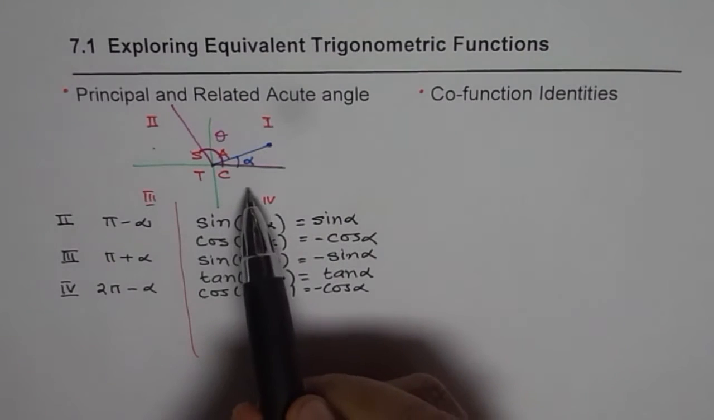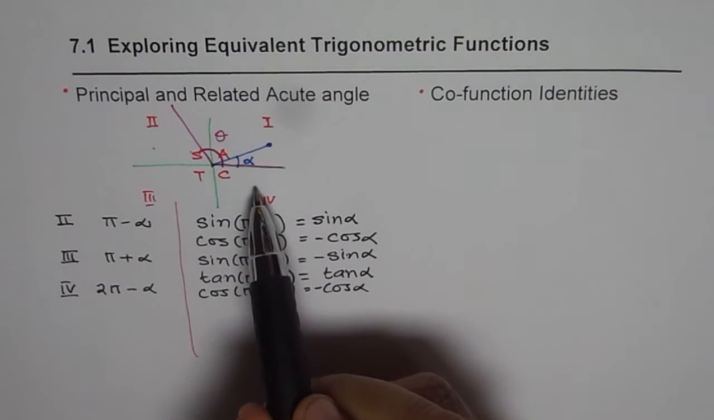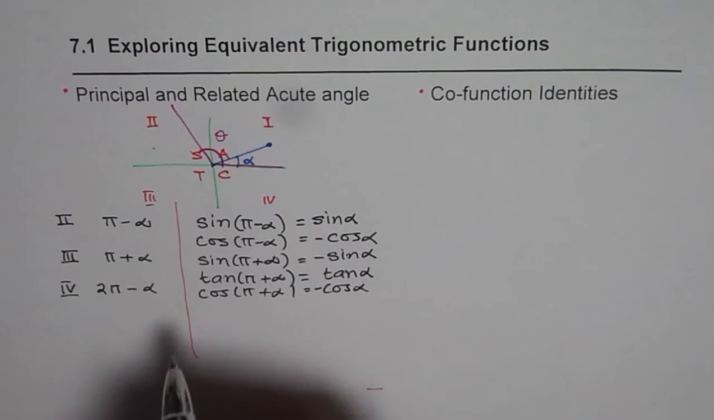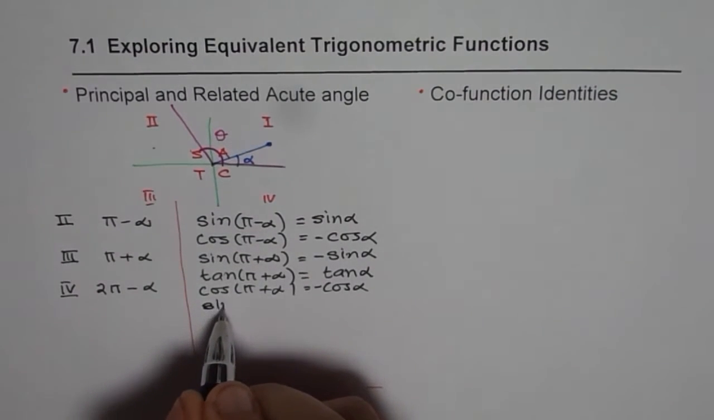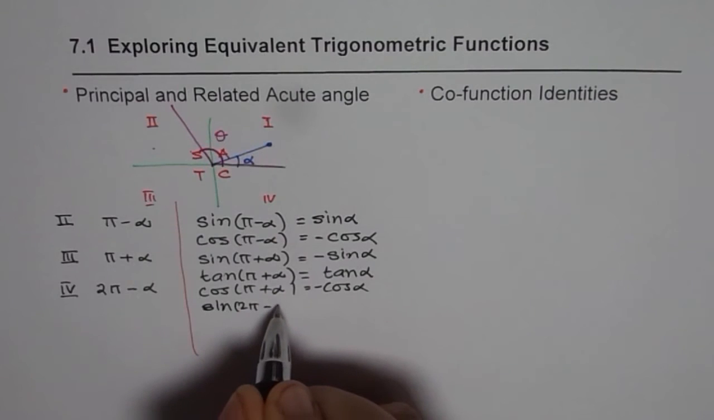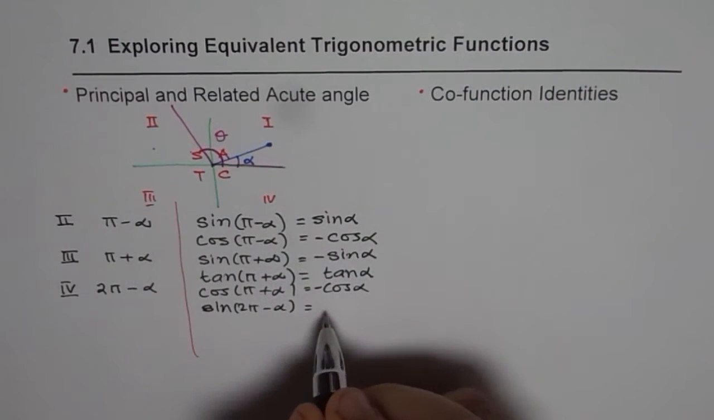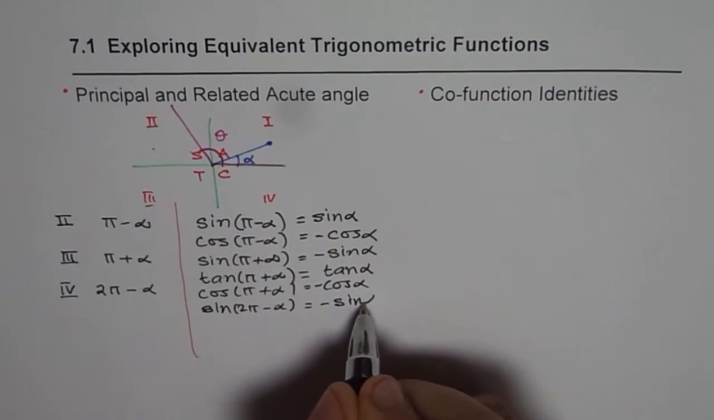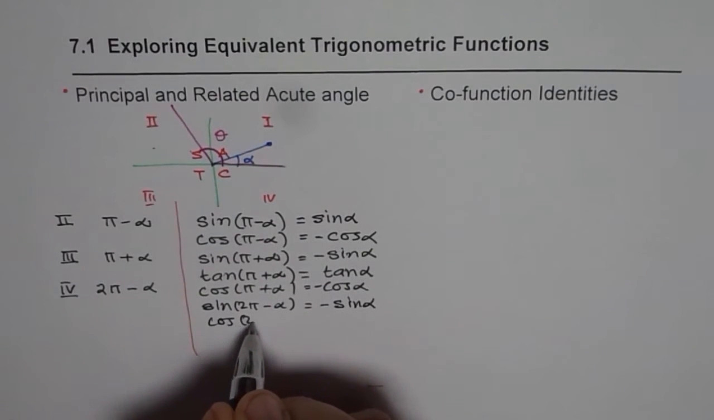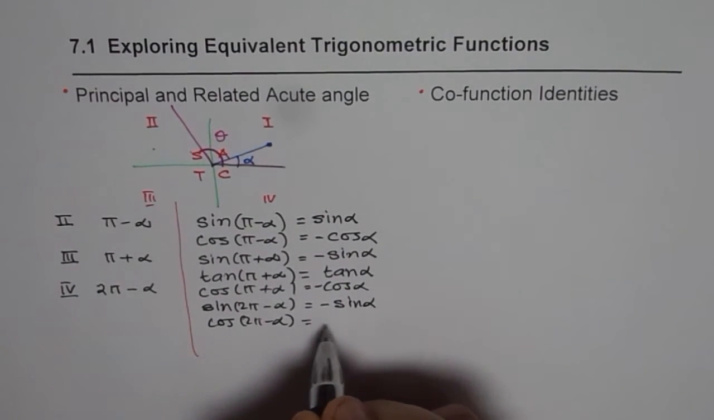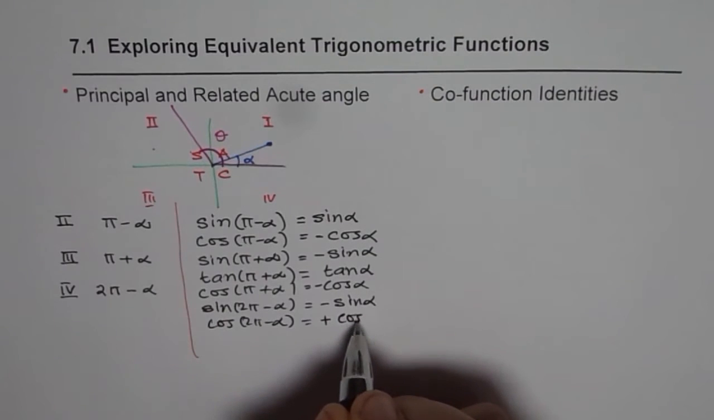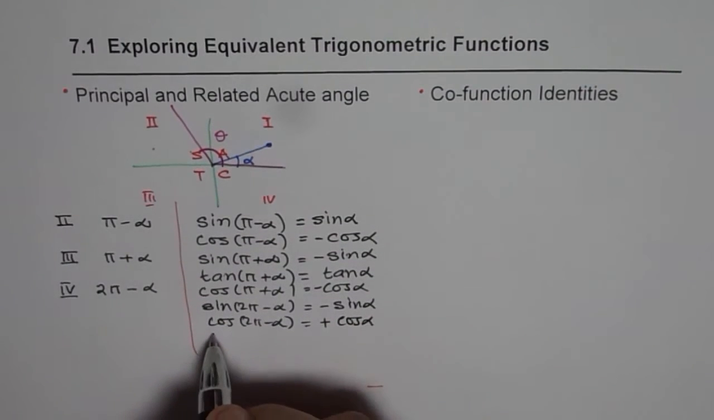Now if you are in quadrant 4, then in quadrant 4 only cosine is positive, the rest are all negative. So we can write sine of 2 pi minus alpha as minus sine alpha, and cos of 2 pi minus alpha as plus cos alpha, because cosine is positive itself as such, okay?